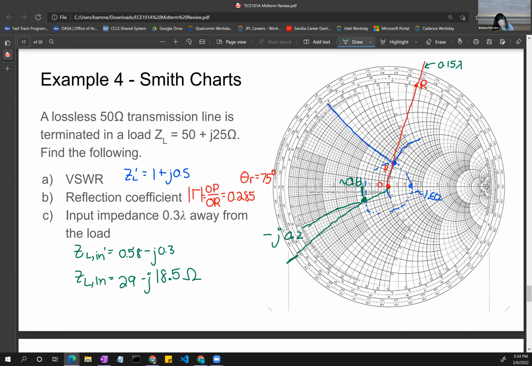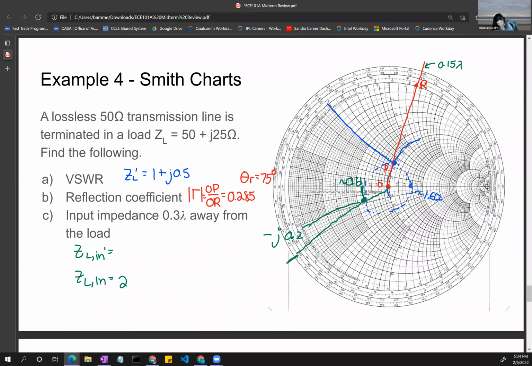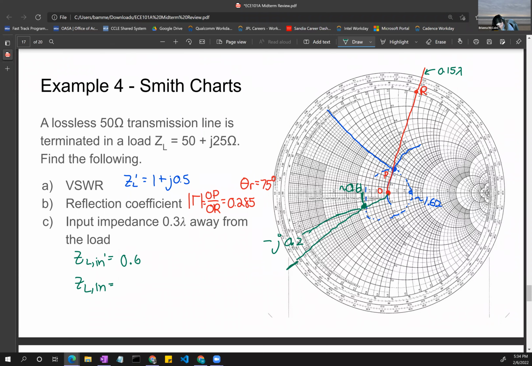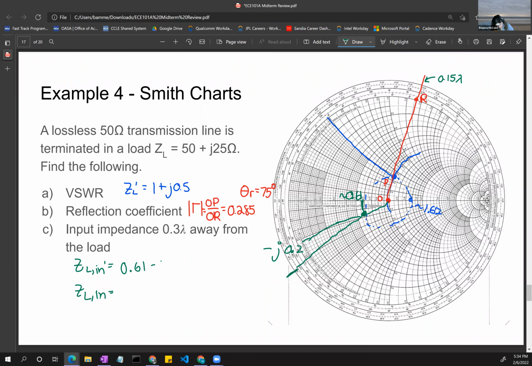So we can change our answer to reflect this drawing on the Smith chart. And then we would take 50 times that to get the unnormalized value. Does that make sense? Okay, great. Does anyone have other questions?